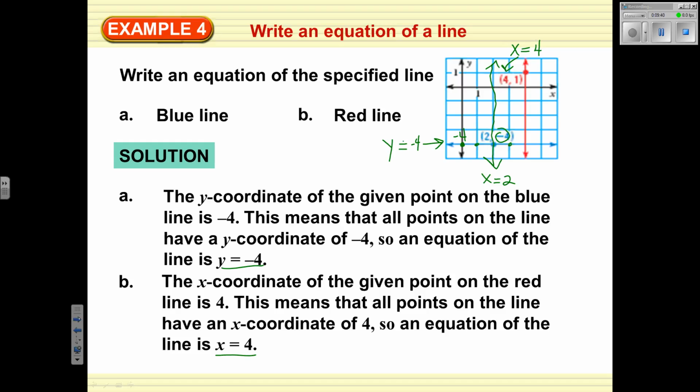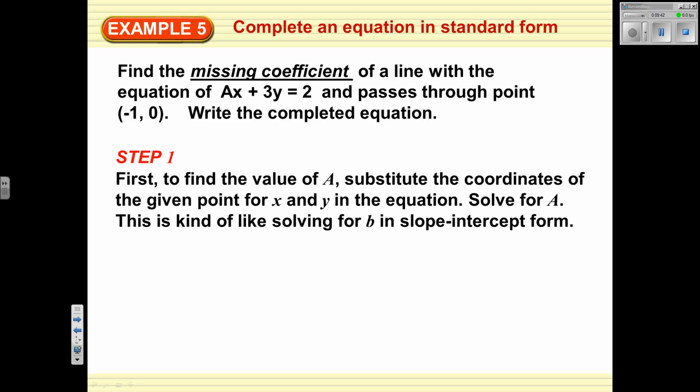All right, so last example. This is very similar to finding b. Find the missing coefficient of a line with an equation of ax plus 3y equals 2. So if we know of a line or an equation like this, we are not sure what the coefficient of x is, but we know it passes through this point. We need to find out what that missing coefficient a is.